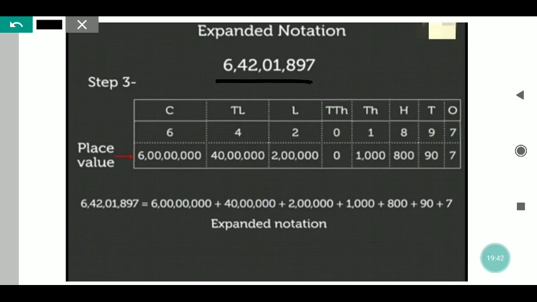As you can see, 6 is written. After 6 we just counted the number of digits which are left over, and we put that number of zeros. In the same way we are going further. Okay, in the same way we are going further. Now just see.